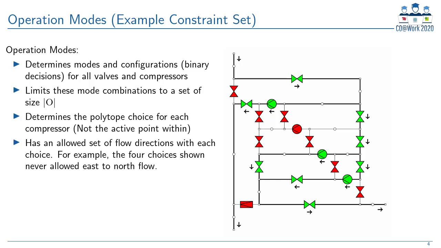Each operation mode also has a set of allowed flow directions. For example, in none of the operation modes shown was the gas allowed to flow from east to north.